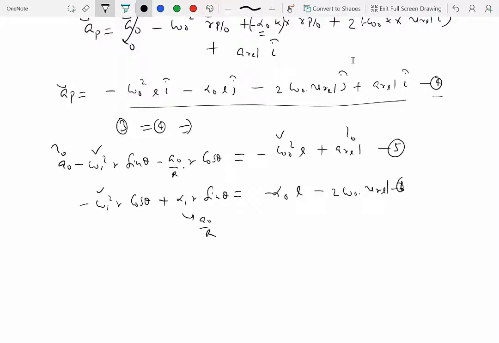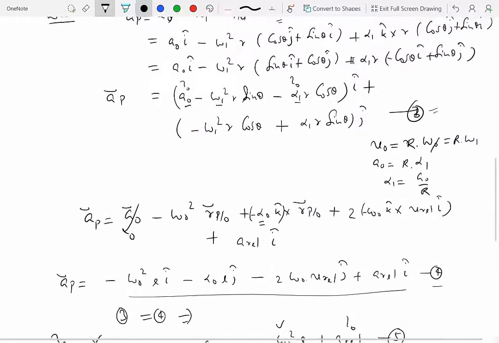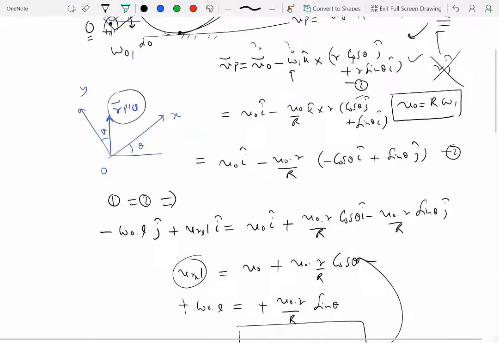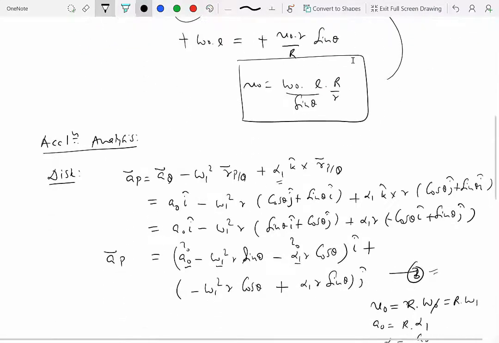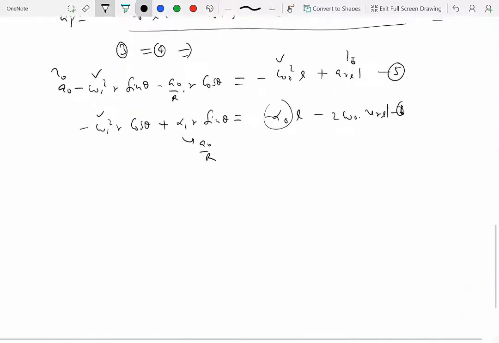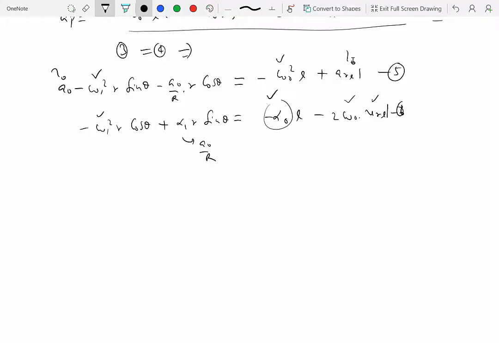Alpha 0 is also given to you. Alpha 0 is the angular acceleration of the slotted link over here. If the problem said this is constant angular velocity, then alpha 0 would be 0. That would simplify things a little bit, but even if it is not 0, it doesn't matter. This will also be known. Omega 0 is known. V relative we just determined from the velocity analysis. So the only 2 unknowns are A0 and A relative, right? 2 equations, 2 unknowns. We can solve for both of them.